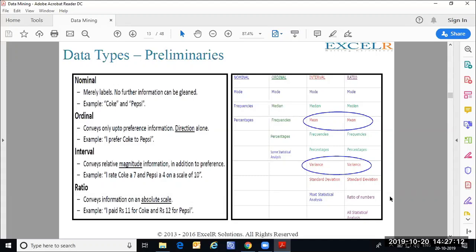If something has just a label associated with it, like our names, if I just tell my name to a stranger, will he be able to get any sort of information about me apart from the name?